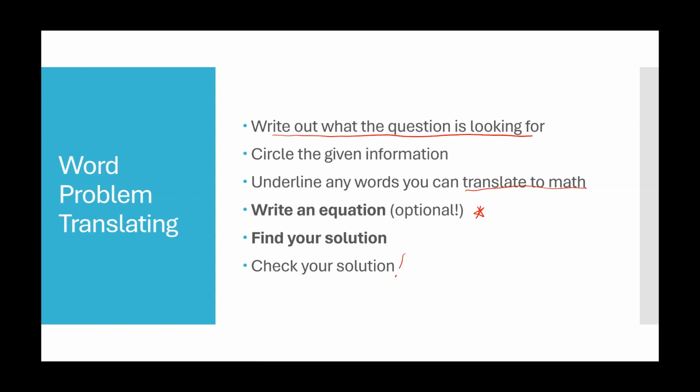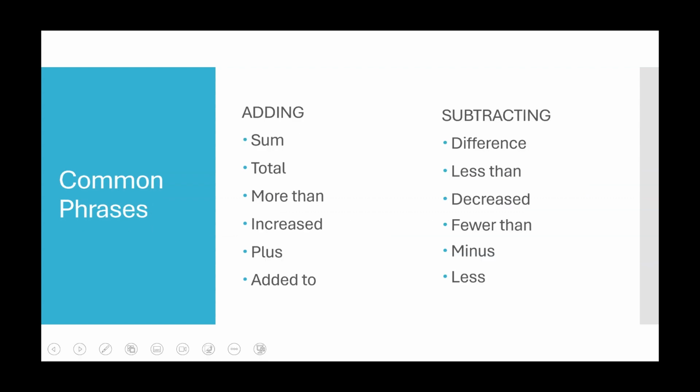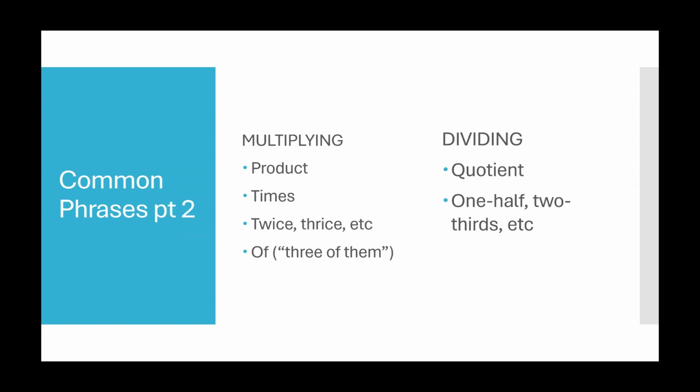Really quick, here are some of those important words that you're looking for when you're going through these. Some words for adding and subtracting, some for multiplying and dividing. Oh, don't forget also you'll see the words per and each for both dividing and multiplying, which is quite annoying.